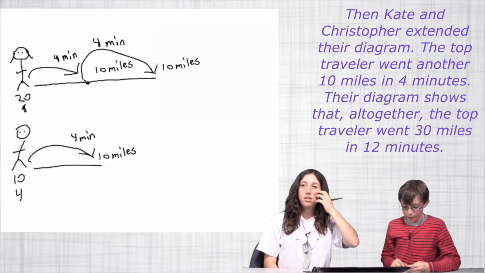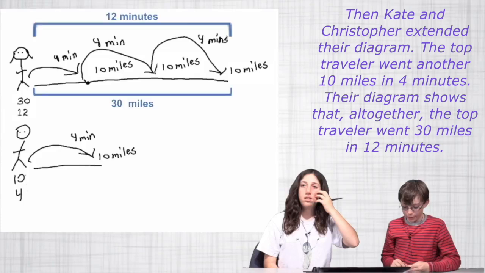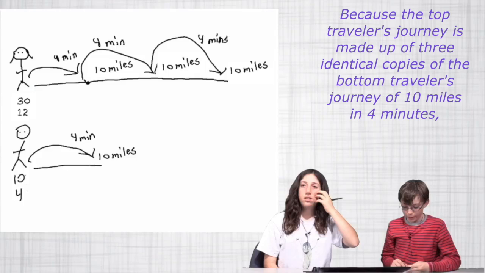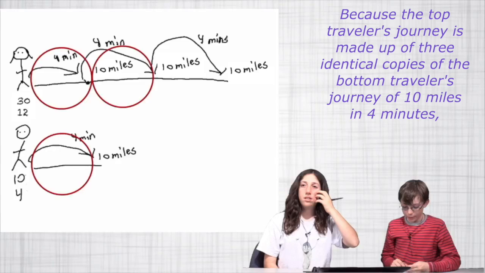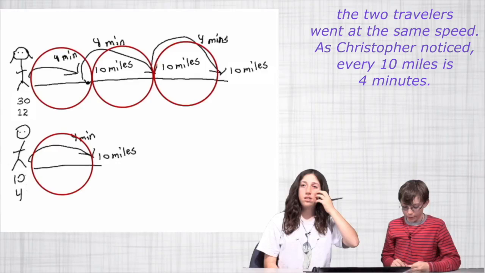Then, Kate and Christopher extended their diagram. The top traveler went another 10 miles in 4 minutes. Their diagram shows that altogether, the top traveler went 30 miles in 12 minutes. Because the top traveler's journey is made up of 3 identical copies of the bottom traveler's journey of 10 miles in 4 minutes, the two travelers went at the same speed. As Christopher noticed, every 10 miles is 4 minutes.